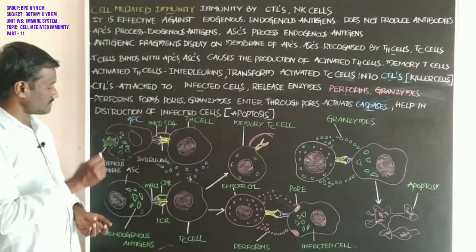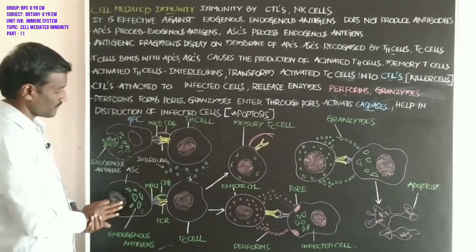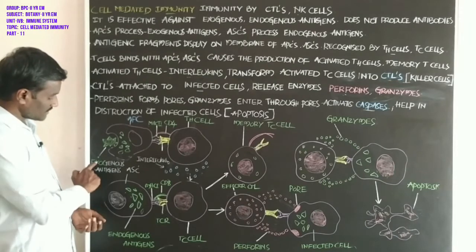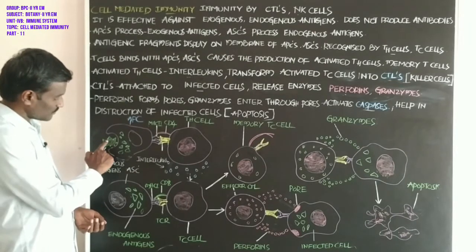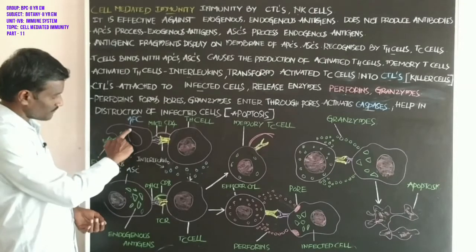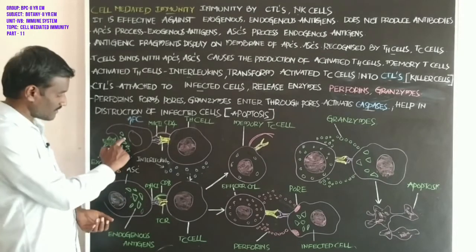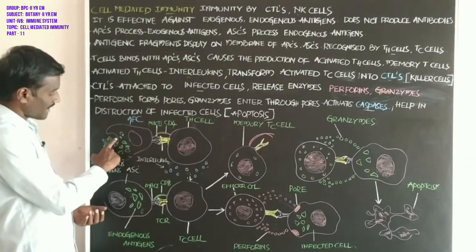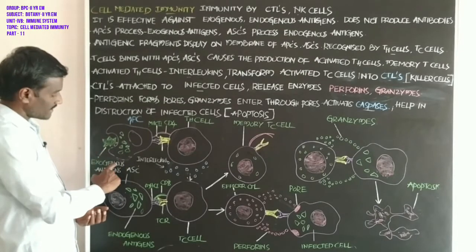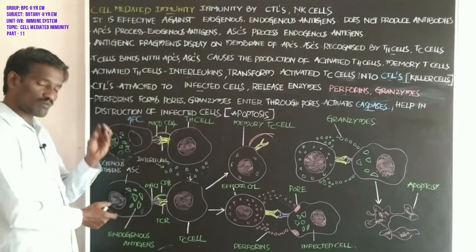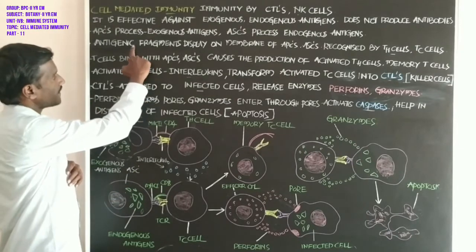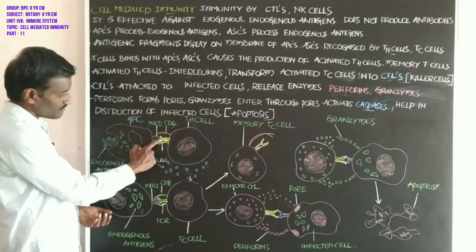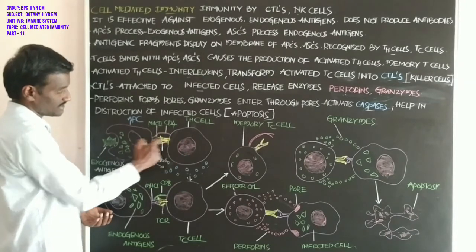If you observe the mechanism of cell-mediated immunity, this is the antigen presenting cell. This is the exogenous antigen. Exogenous antigens enter the inner part of the antigen presenting cell, for example a macrophage, dendritic cell, or B cell. The antigen is processed into smaller particles called antigenic fragments. The antigenic fragment is presented to the T helper cells.